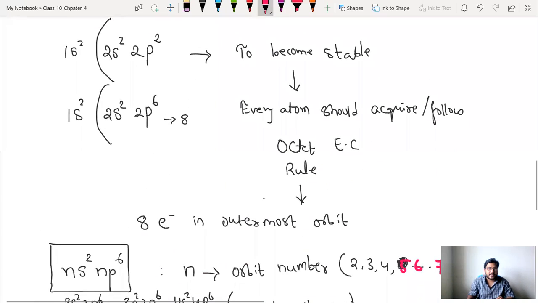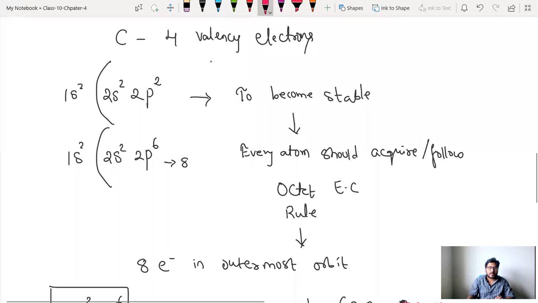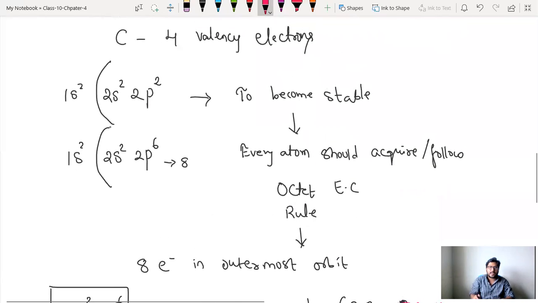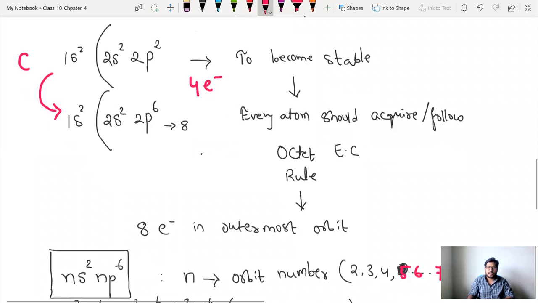That is the thing. So once again, you see, carbon has 4 valency electrons. To become stable, carbon should satisfy octet electronic configuration. Octet rule or octet electronic configuration means 8 electrons in its outermost orbit. So simply to say, from 1s2 2s2 2p2, carbon should become 1s2 2s2 2p6. Or simply to say, 4 electrons should be given to the outermost orbit, but it will not gain, it will share. Let us try to understand that.